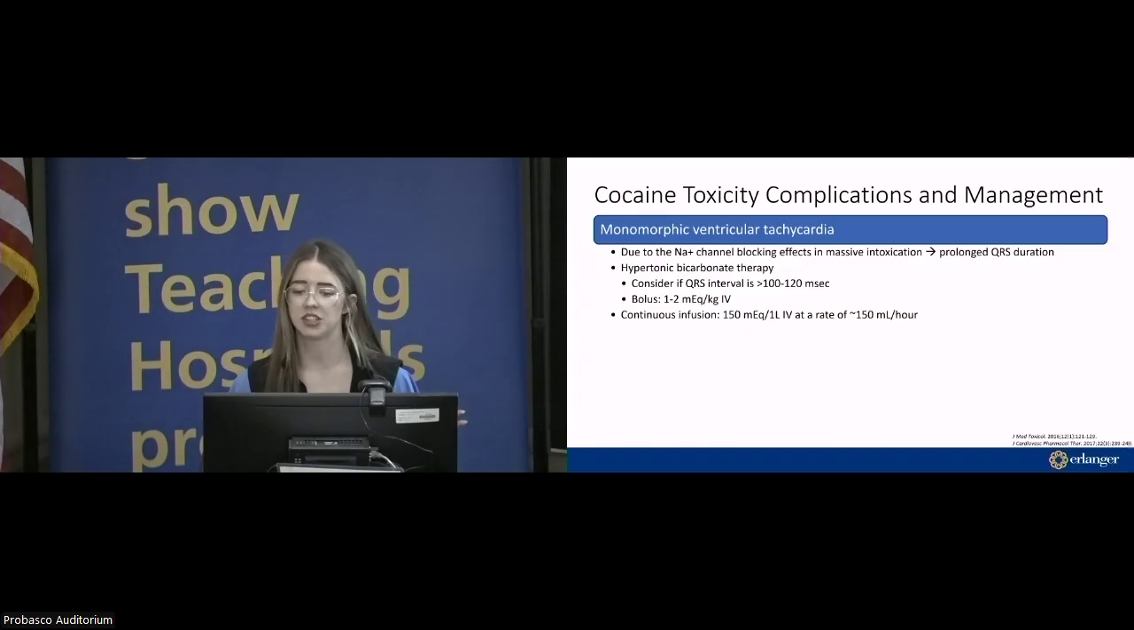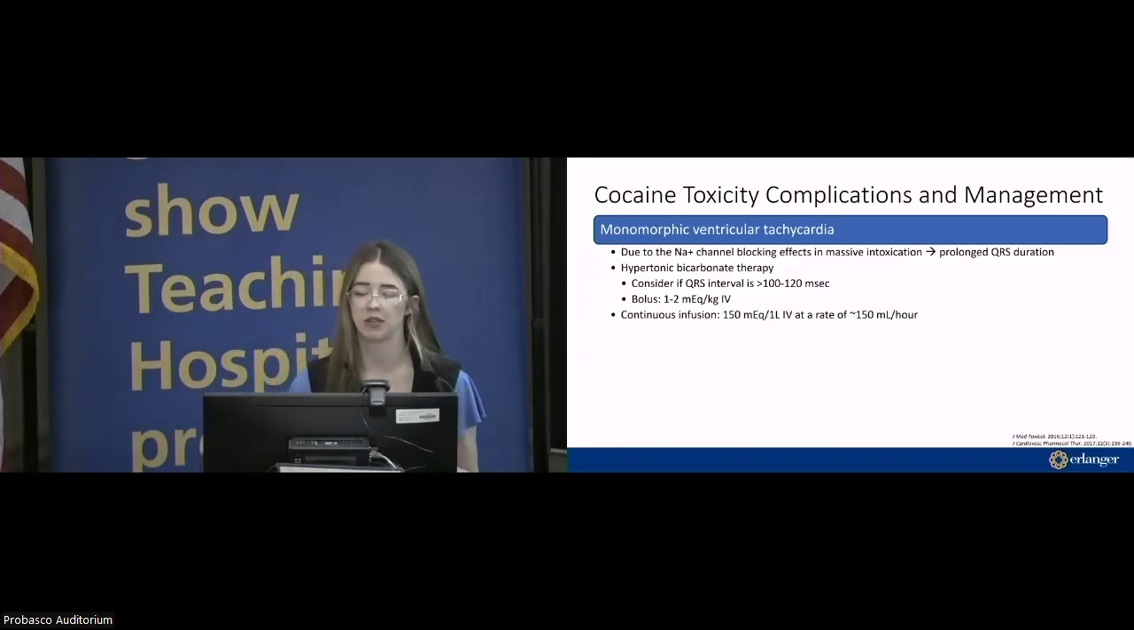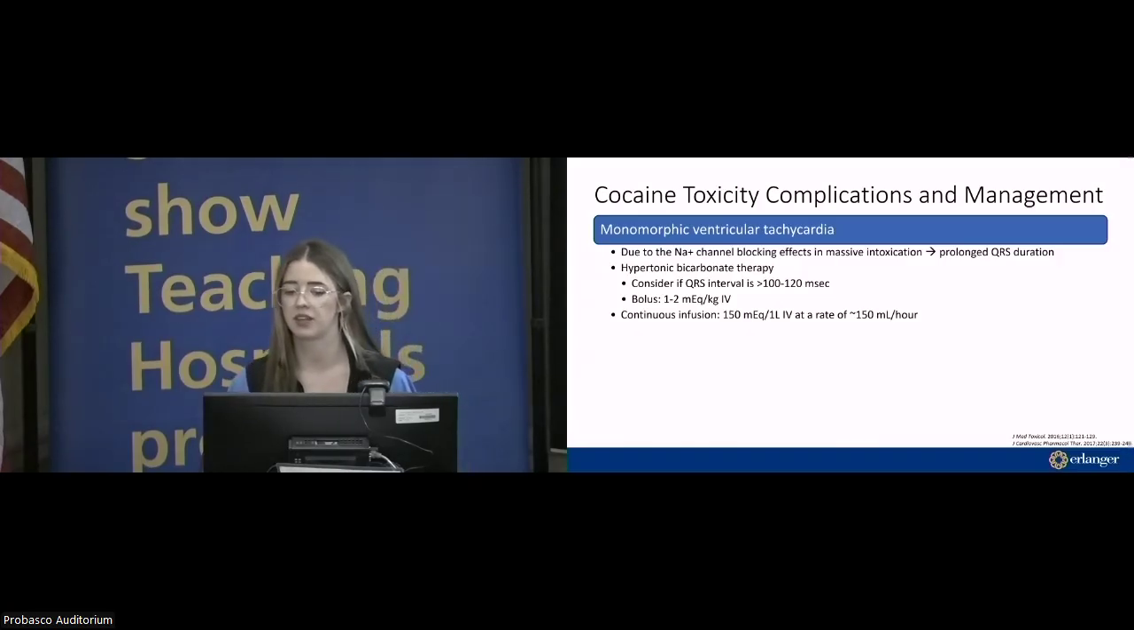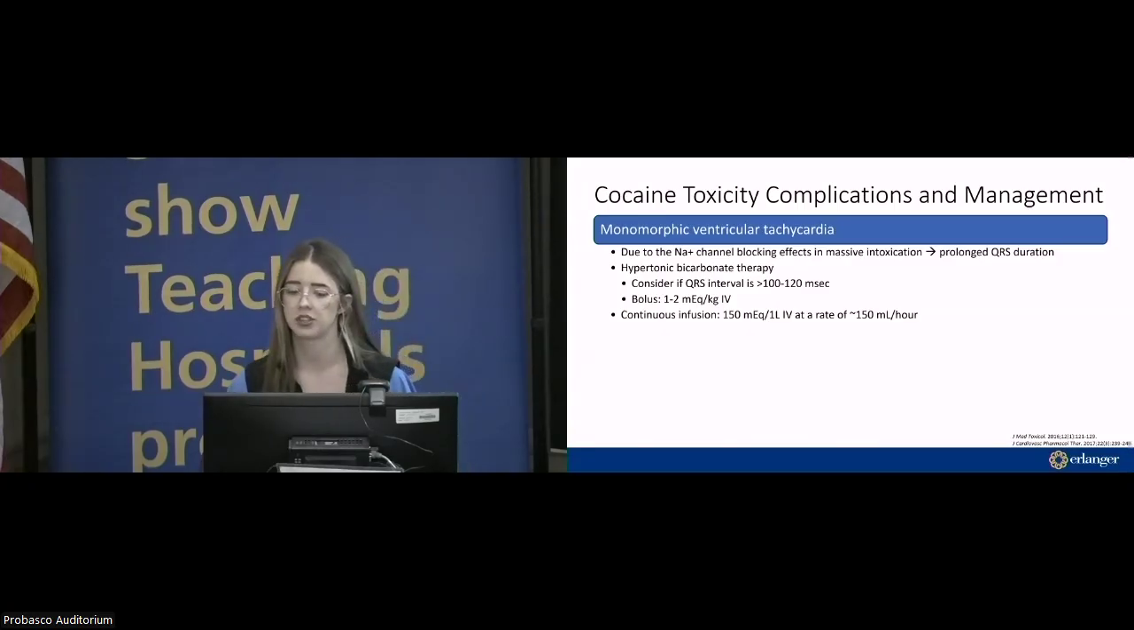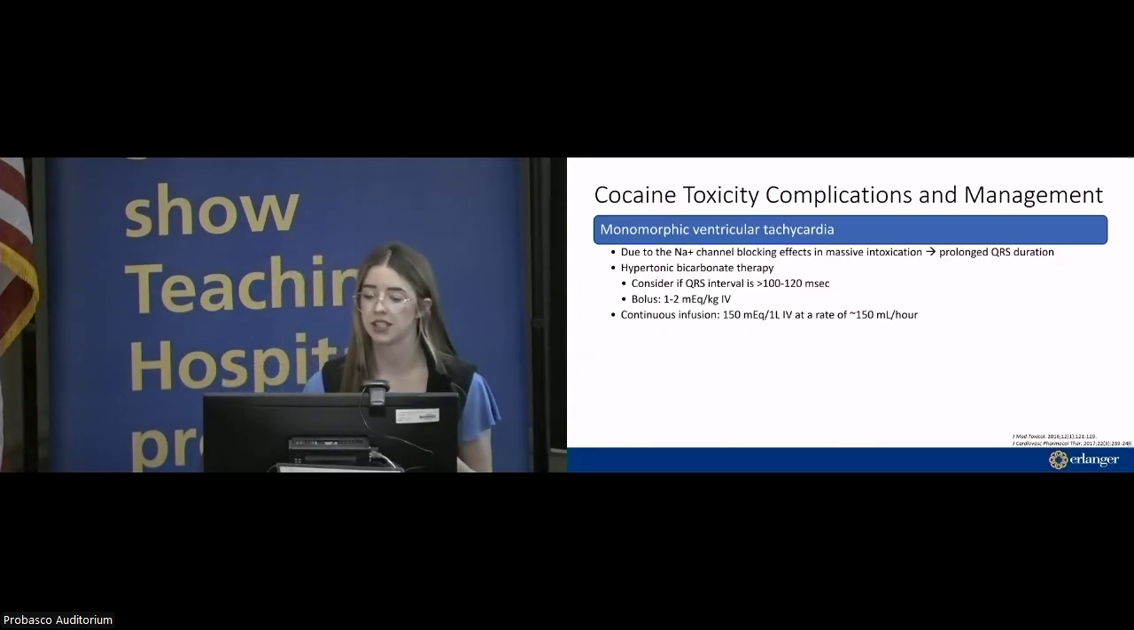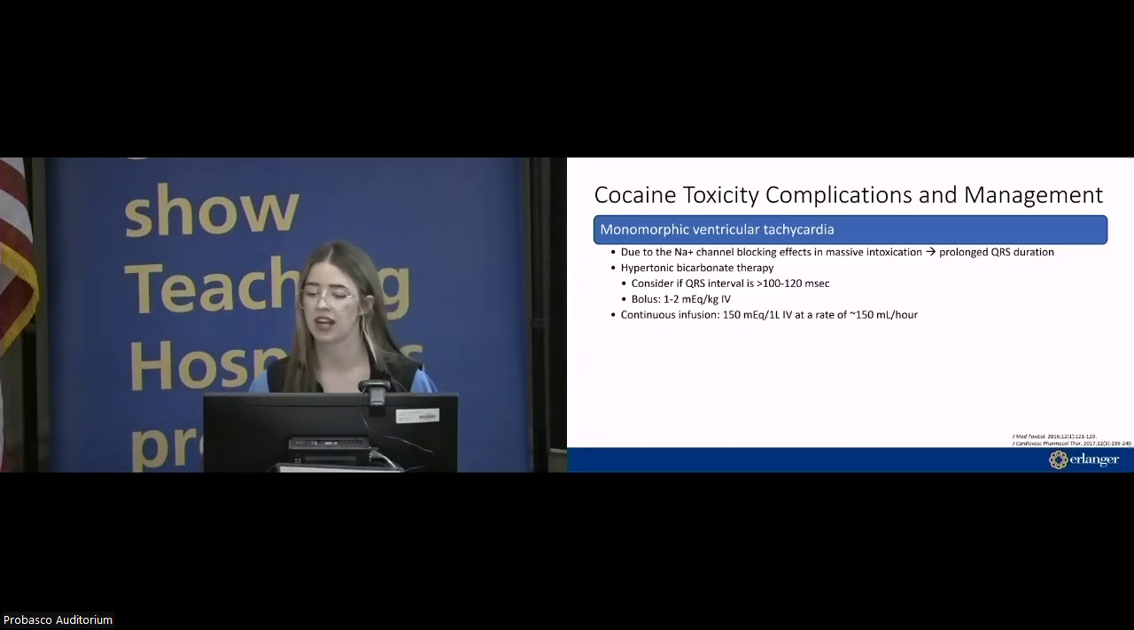Cocaine deserves special attention because of its sodium channel blocking properties, which can produce a wide QRS and a monomorphic ventricular tachycardia that comes with massive intoxication. When the QRS is greater than 100 to 120 milliseconds, it should be treated like a sodium channel blocker overdose with hypertonic sodium bicarbonate at a dose of 1 to 2 milliequivalents per kg every 5 minutes, with a goal of narrowing the QRS complex and maintaining an arterial pH of 7.45 to 7.55.